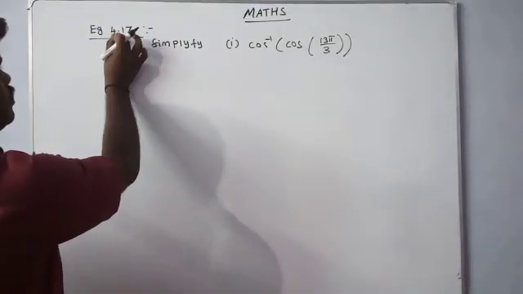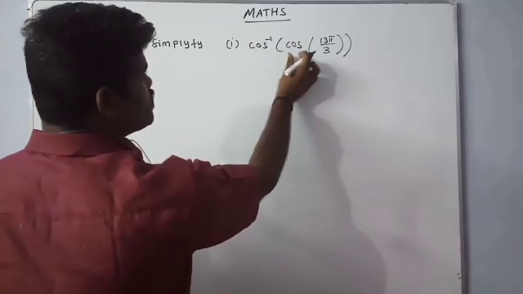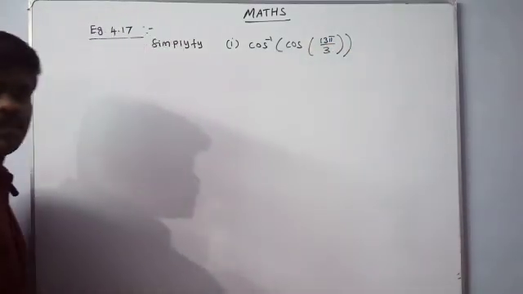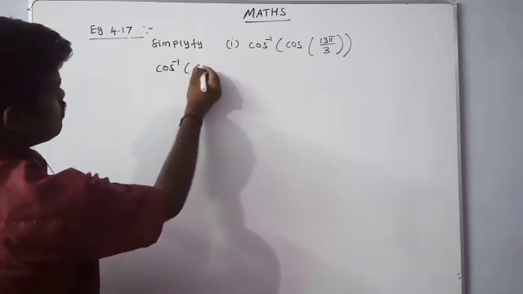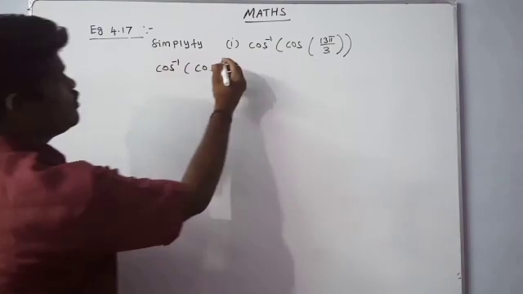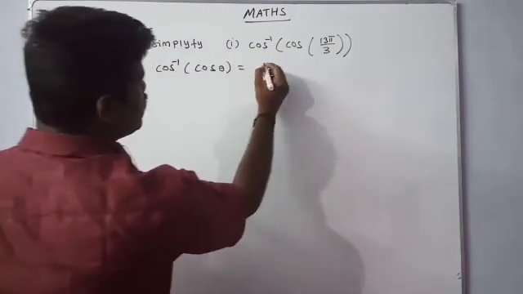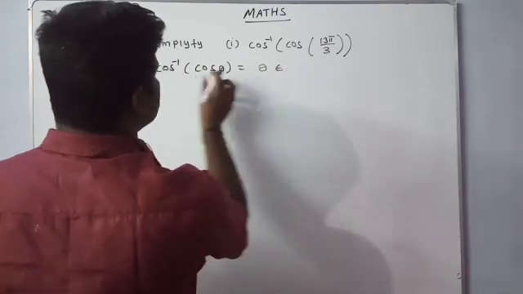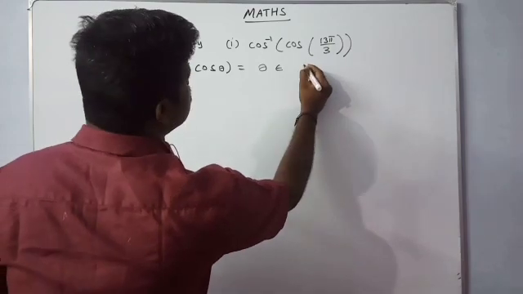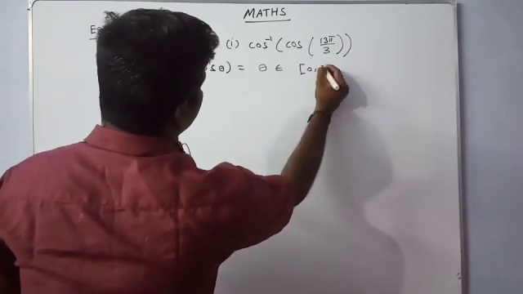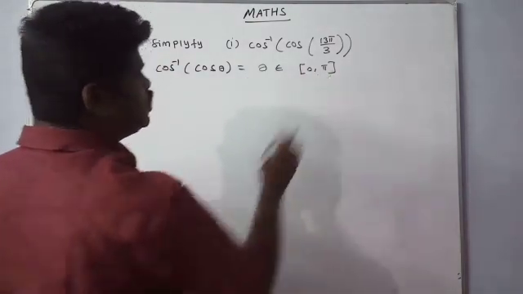Now example 4.17. Simplify: part 1, cos inverse of cos 13 pi by 3. We have property 1 in your book: cos inverse of cos theta cancels whenever theta belongs to the range of cos inverse x. The range of cos inverse x is what? 0 to pi. Theta lies between 0 to pi.